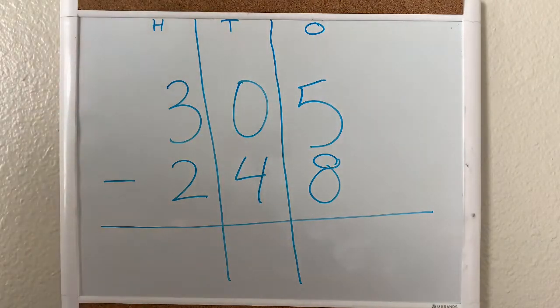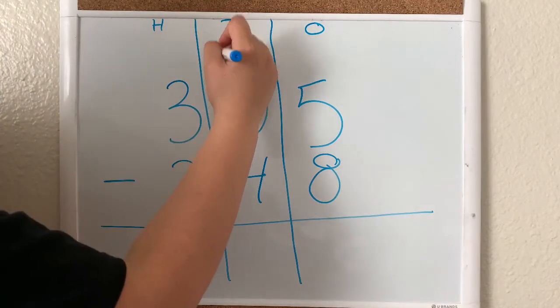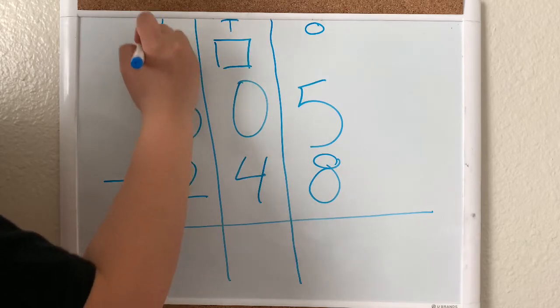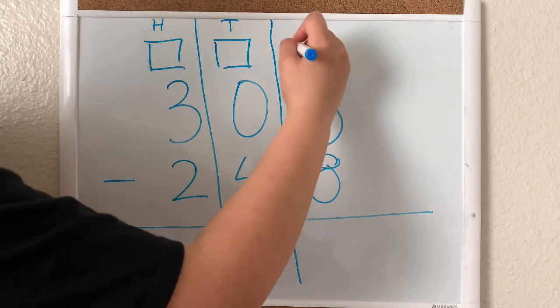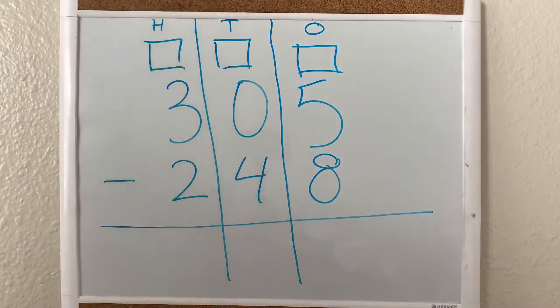Now, the next step is to put boxes for regrouping. So let's put boxes right here. And now we can get started on subtracting. So you always want to use this format when subtracting these numbers because it makes it a lot easier for you to organize your problem and to get the right answer easier.